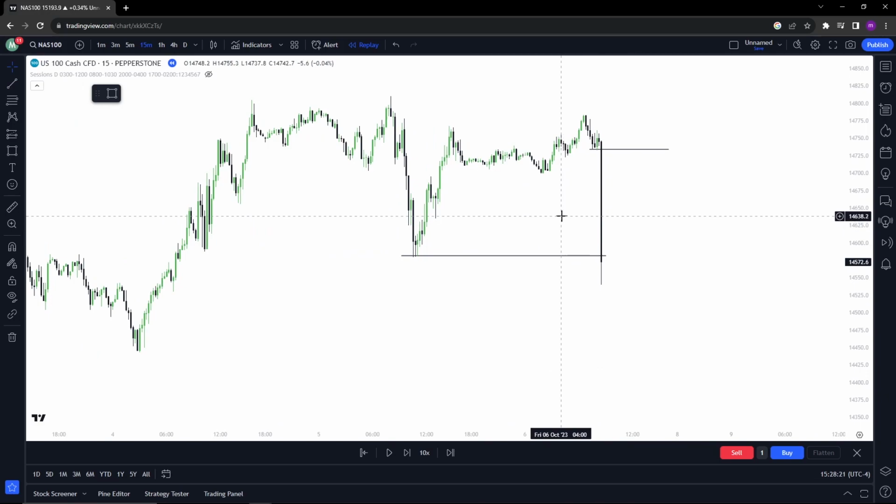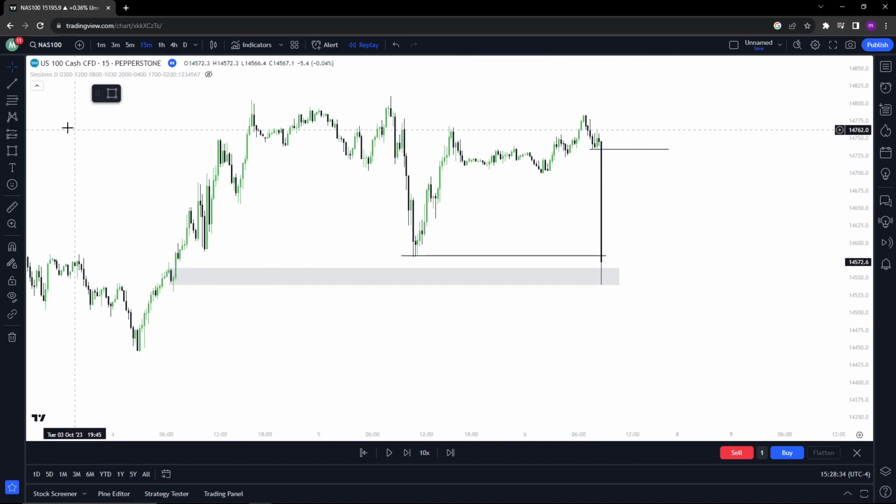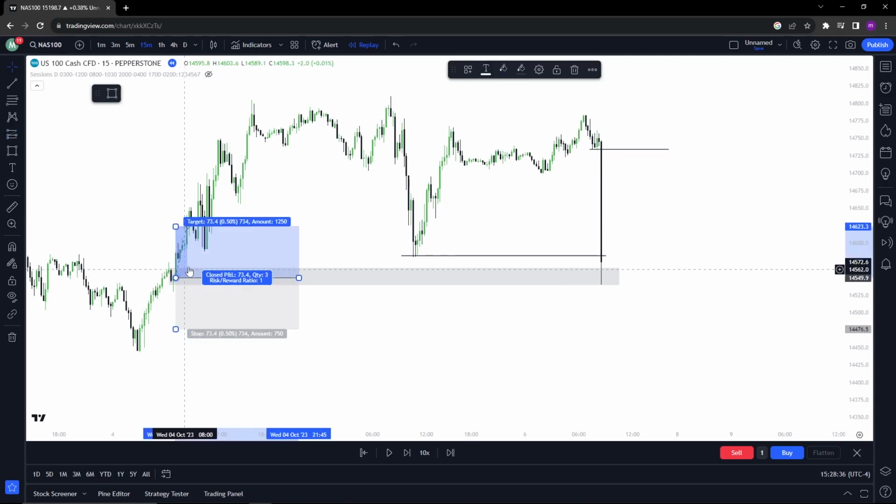Now the next thing we want to look for is a higher time frame imbalance or order block that we can enter the market off. Not enter the market off, but use for confidence in our trade, so we can go on a lower time frame and then enter the market. You can see we have an order block here and we have an imbalance right within here.